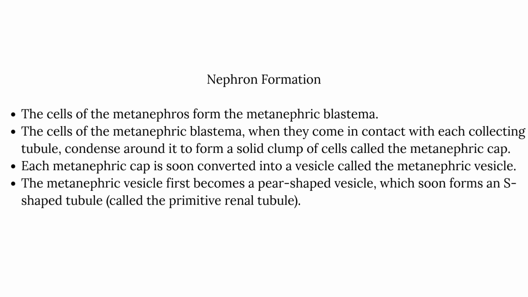Nephron formation. The cells of the metanephros form the metanephric blastema. The cells of the metanephric blastema, when they come in contact with each collecting tubule, condense around it to form a solid clump of cells called the metanephric cap. Each metanephric cap is soon converted into a vesicle called the metanephric vesicle. The metanephric vesicle first becomes a pear-shaped vesicle, which soon forms an S-shaped tubule, called the primitive renal tubule.